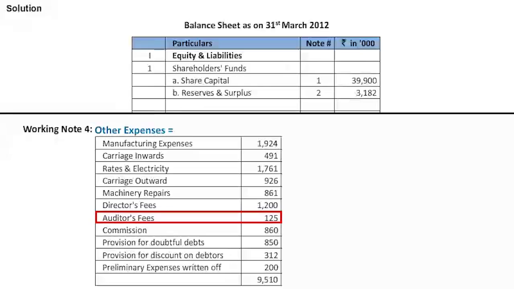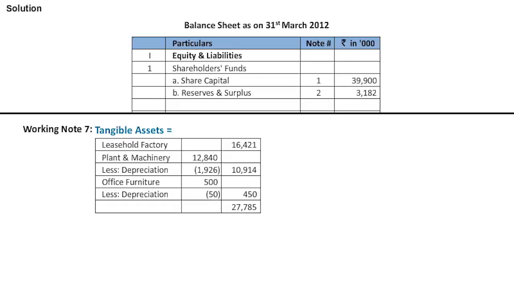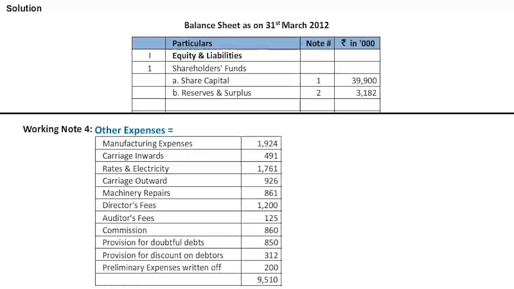Auditors fees 125, part of your other expenses. Office furniture 500 will be a part of your tangible assets. Commission 860, so that is commission on the debit side, so that means it is an expense. So 860 will be part of your other expenses.